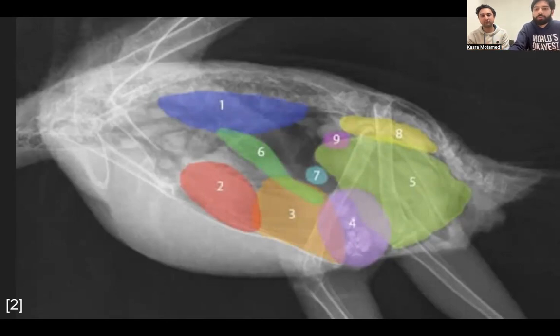Number 5, the intestinal loops. Number 6 is the proventriculus, otherwise known as the stomach of the bird, which is responsible more for chemical digestion and digestive secretions. Keep an eye on this one. This one's going to be important in a second. Number 7, of course, we have the spleen. Number 8, the kidneys. And number 9 are the gonads of the bird. And in this case, it looks like those are ovaries. So this is a female.